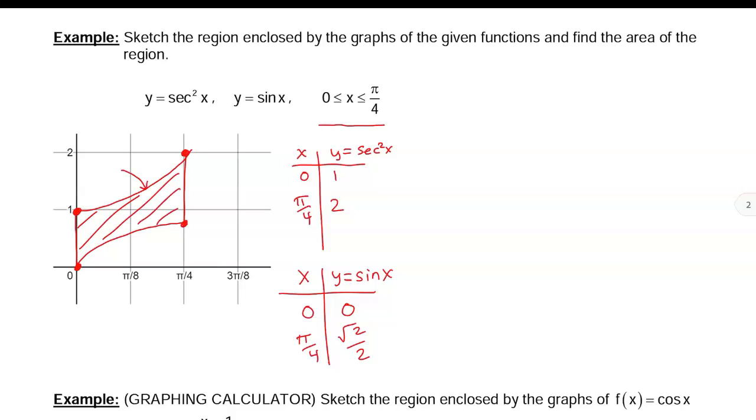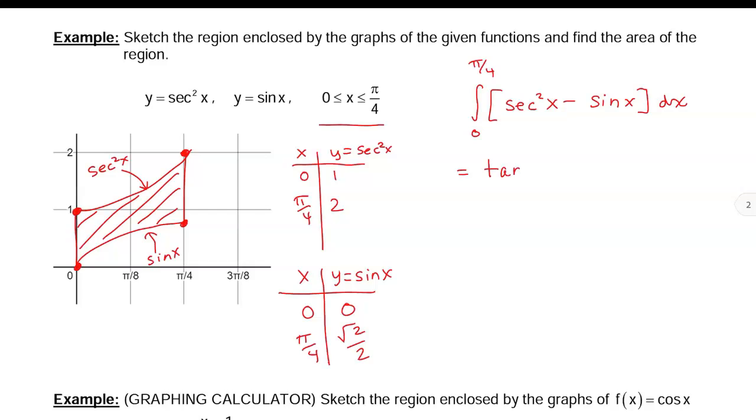The upper bound of that region is secant squared, and the lower bound of that region is sine. So set up the integral from 0 to pi over 4. The upper bound to the region is secant squared, minus the lower is sine, and write the variable of integration dx. The antiderivative of secant squared is tangent. The antiderivative of sine is negative cosine. So we will have tangent plus cosine. Evaluate from 0 to pi over 4.